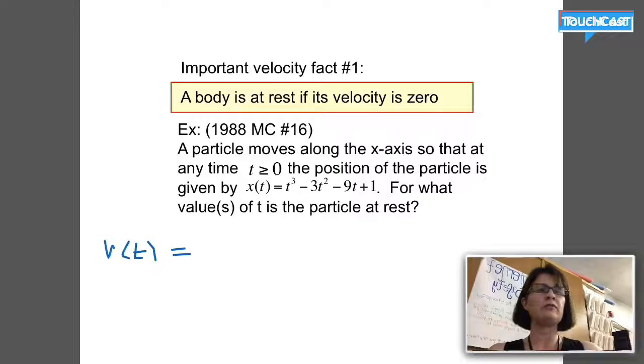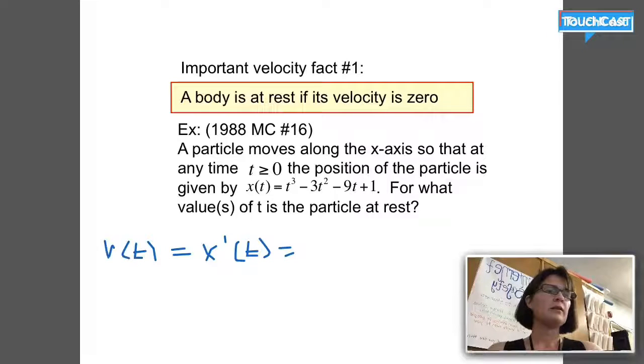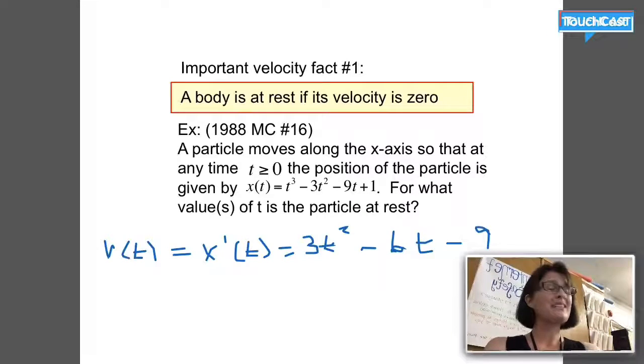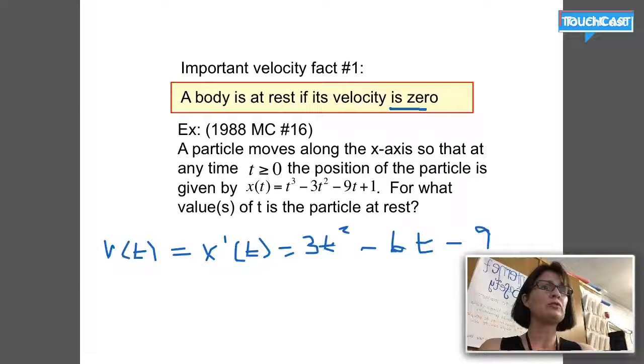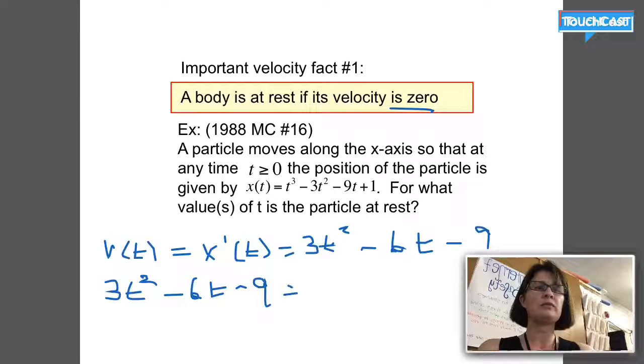So v of t is the derivative of x, the derivative of position, so v of t is equal to x prime of t, which is equal to, the 3 comes down, 3t squared, minus 2 times 3 is 6t, minus 9. Okay, so my first step was to find the velocity. v of t is 3t squared minus 6t minus 9. And I'm going to take that velocity and set it equal to 0. So I'm going to write 3t squared minus 6t minus 9 equals 0.